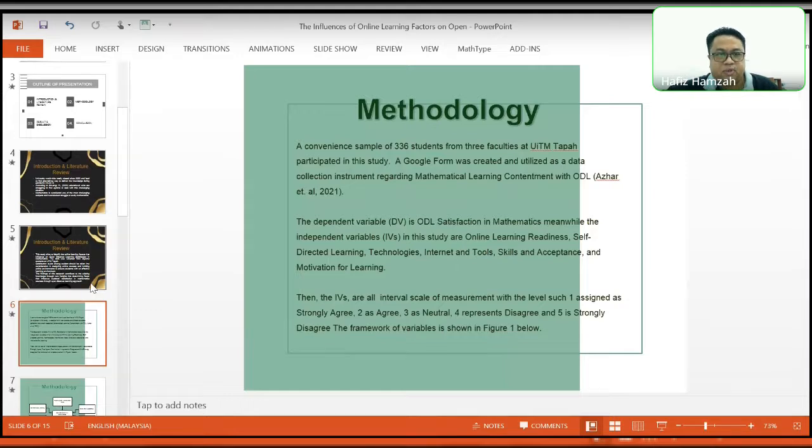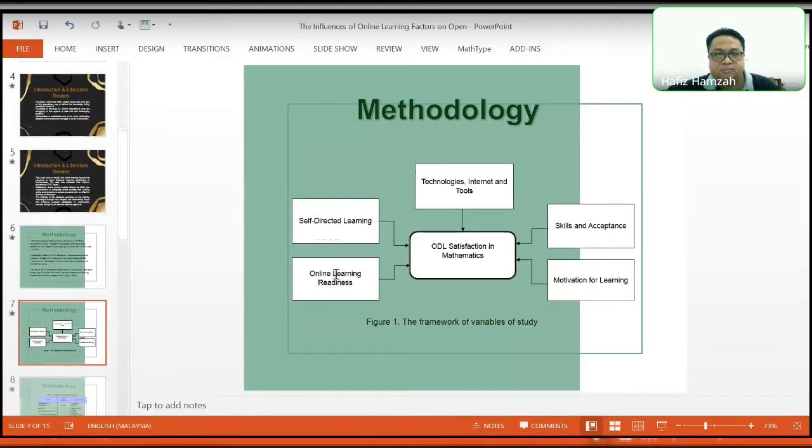Okay, we can see the framework as this one. So we have 5 independent variables here. The dependent variable is ODL satisfaction. So we have self-directed learning, technology, internet and tools, skill acceptance, motivation for learning, and also online learning readiness.